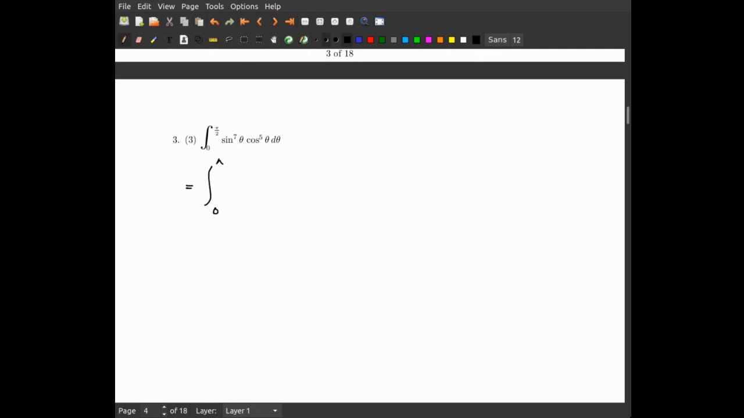So what do you have? We have 0, and this is pi over 2. And then sine to the power 7 theta, we do nothing, sine to the power 7 theta. But cos to the power 5 theta, there we write cos to the power 4 theta and cos theta with d theta. Now we do not change anything here, cos theta d theta, we keep it as it is, and we change the rest of the thing in sine.